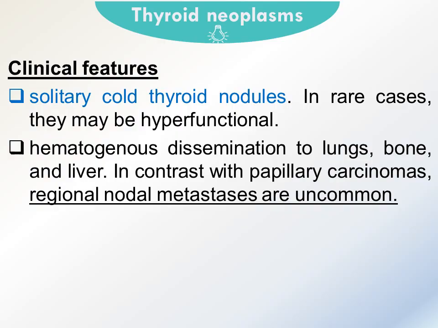Clinically, follicular carcinomas manifest most frequently as solitary cold thyroid nodules. In rare cases, they may be hyperfunctional. In addition, these neoplasms tend to metastasize through the bloodstream, showing hematogenous dissemination to the lung, bone, and liver. In contrast with papillary carcinomas, regional nodal metastases are uncommon.